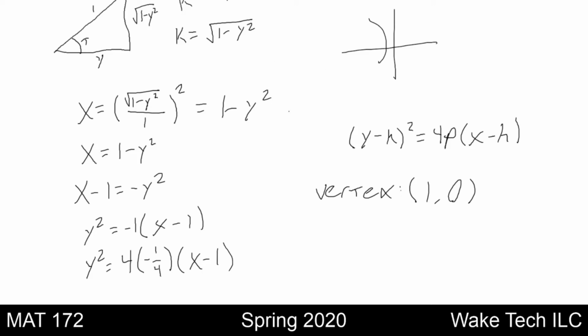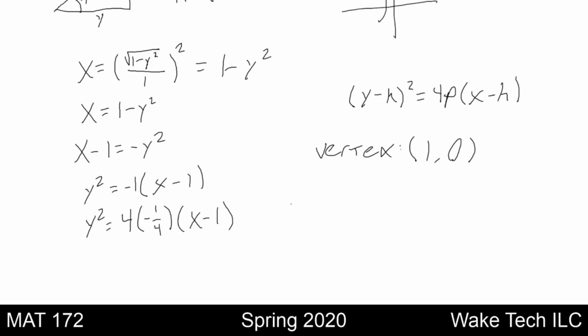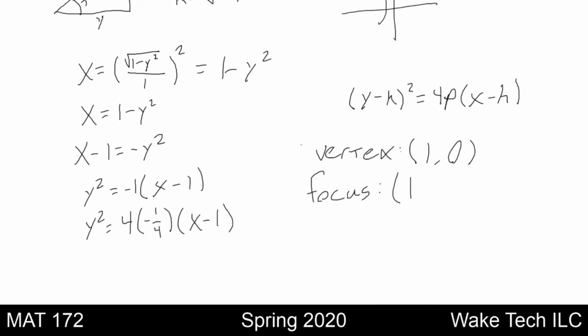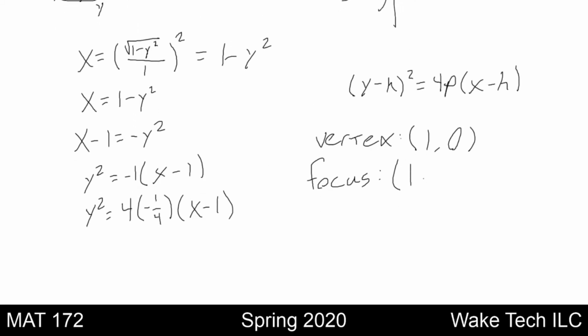So let's hold on to just the left side with the vertex at 1, 0. That means that the focus also goes to the left of the vertex. So the focus is equal to 1, and then we have to move it to the left, so minus 1/4. Then there's still the 0 there. 1 minus 1/4 is just 3/4.